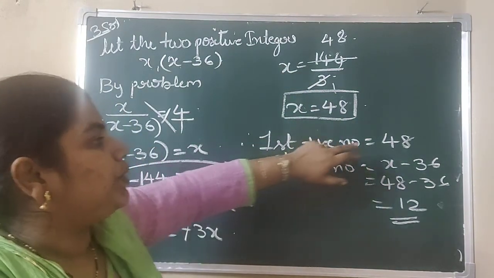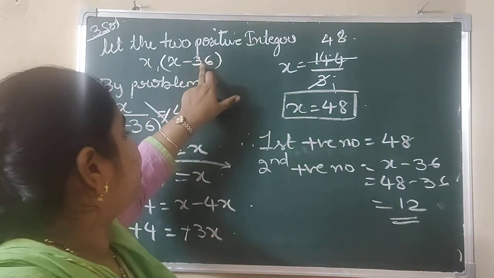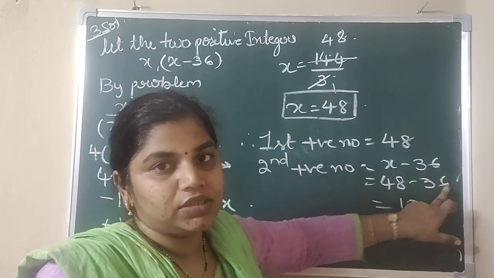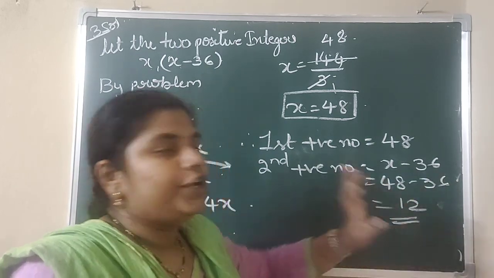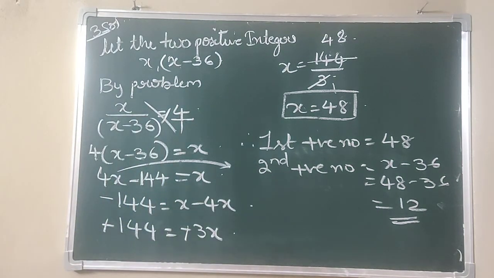So the first positive integer we got as 48, and the second positive integer is what? x minus 36. That means from 48 you have to subtract 36. The result will be how much? 12. So this is the second positive integer. So this is our third solution.